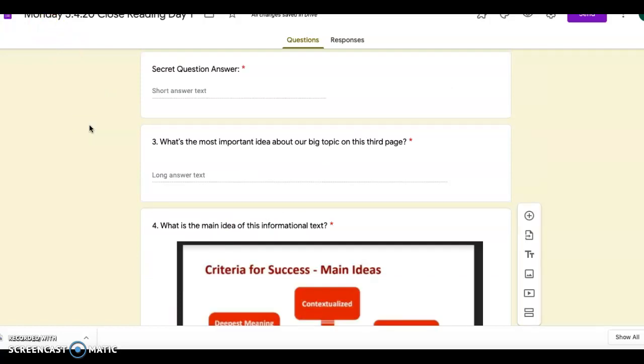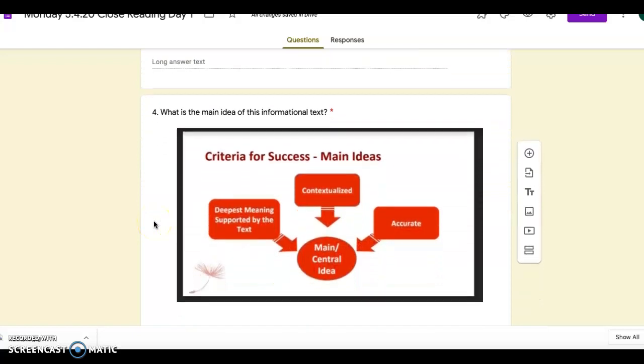Alright guys, so now that we've read the text and answered those questions as we went to help us understand, we're ready to write the main idea. Now remember, this was an informational text, so what you include in your main idea might be a little different from when it was a narrative text.